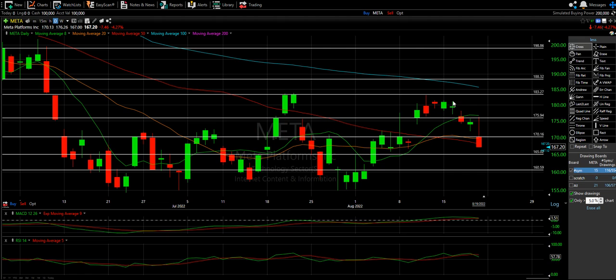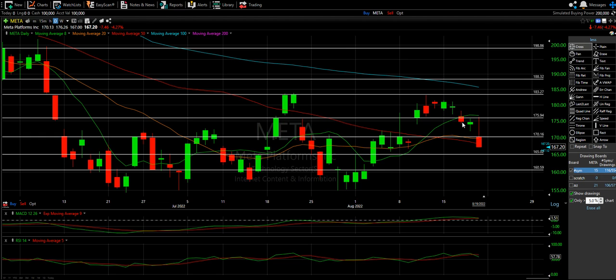The doji basically means uncertainty, right? There were points where it wanted to go up, there were points where it wanted to go down, and then it basically ends right in the middle. So this bad boy right here is uncertainty. It wanted to go to the top of the channel, clearly didn't, never even really came close to the 100 either, and then just failed, right?